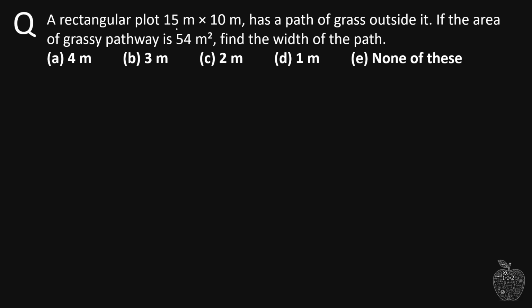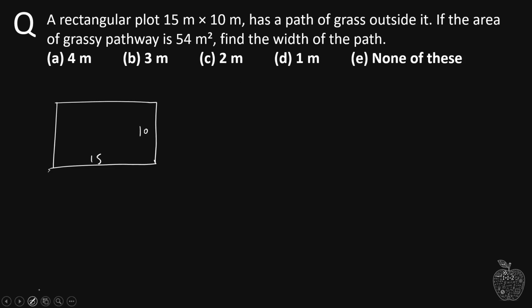A rectangular plot 15 meters into 10 meters has a path of grass outside it. If the area of grassy pathway is 54 meters square, find the width of the path. Alright, so the question is telling me that there is this rectangular plot like this, and the dimensions are given to us as 15 meters and 10 meters.